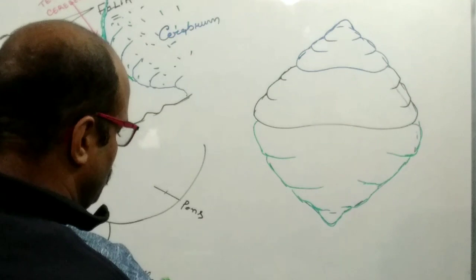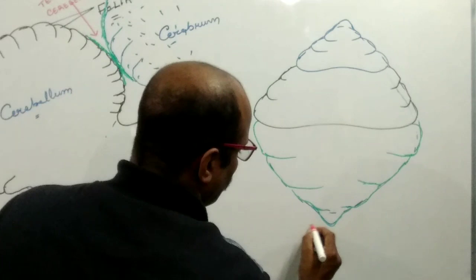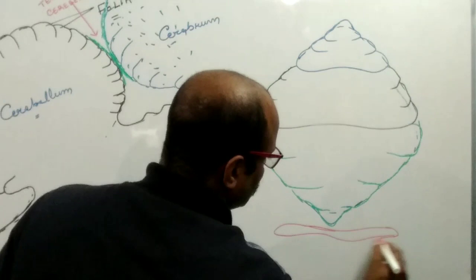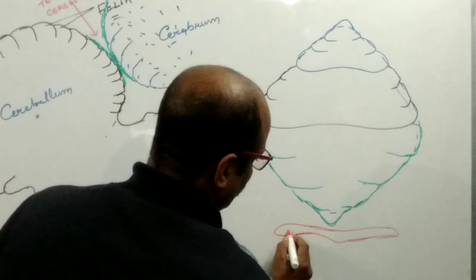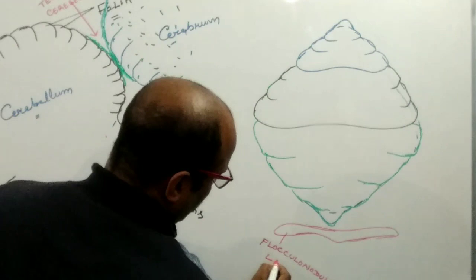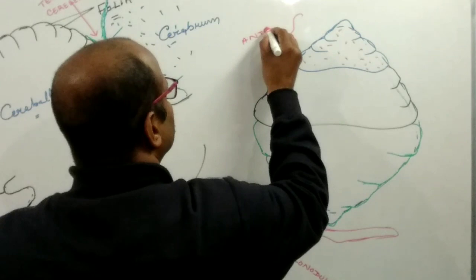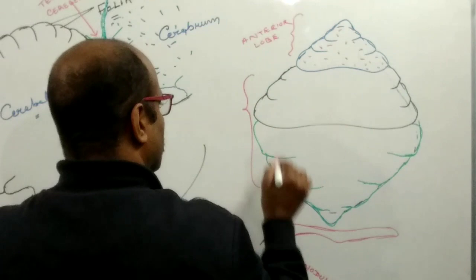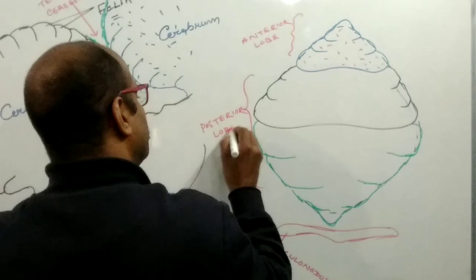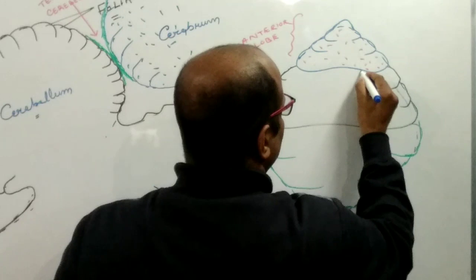Posterior to the main body of the cerebellum, there is another lobe, which is known as the flocculonodular lobe. This is the flocculonodular lobe. The anterior portion is the anterior lobe, this is the posterior lobe, and this is the flocculonodular lobe. The one fissure here is known as the primary fissure.